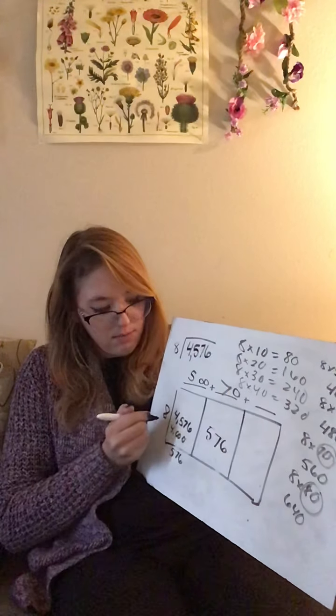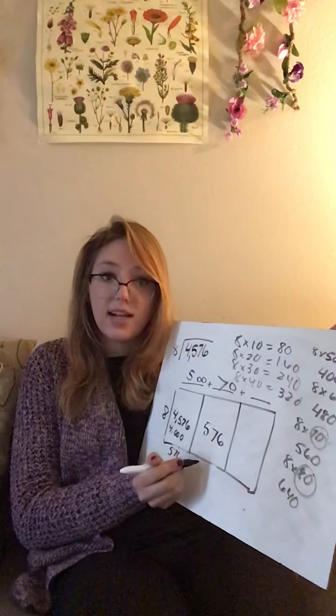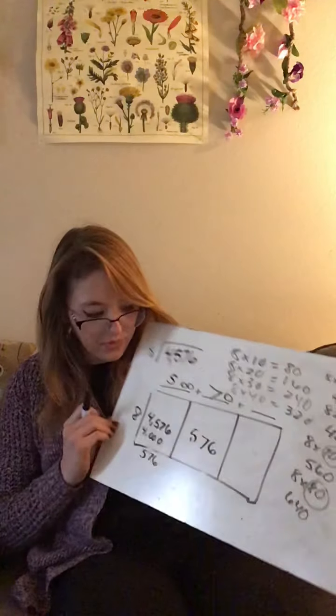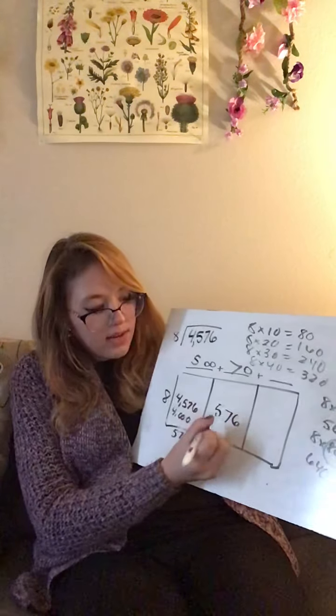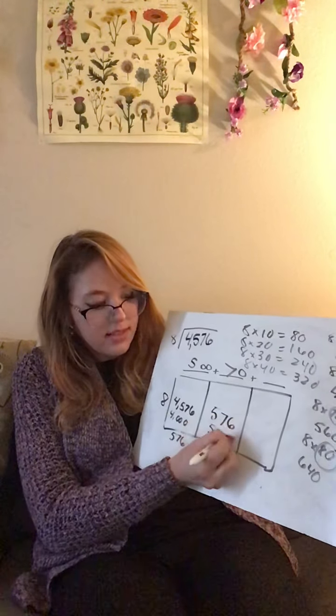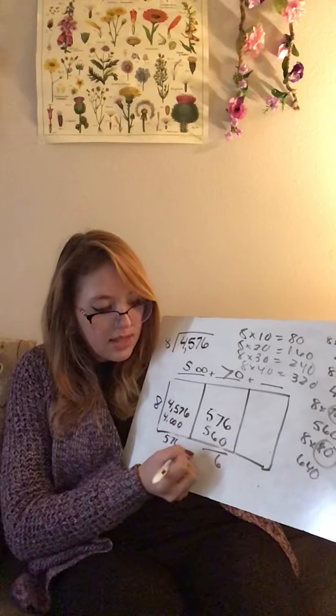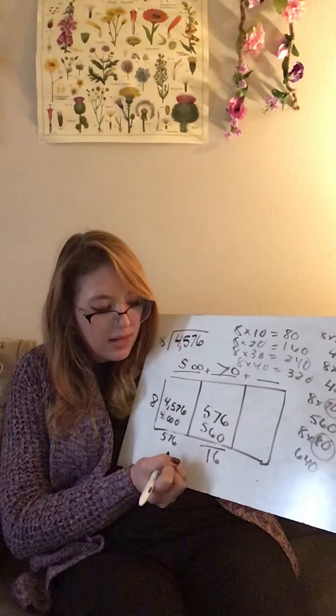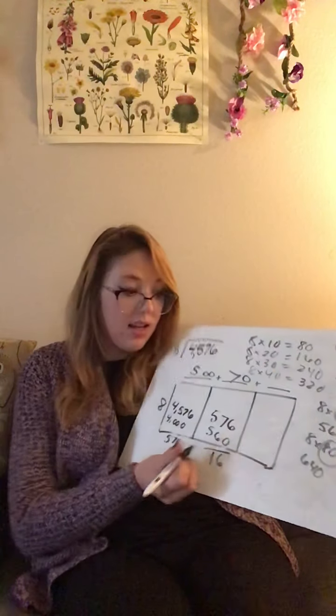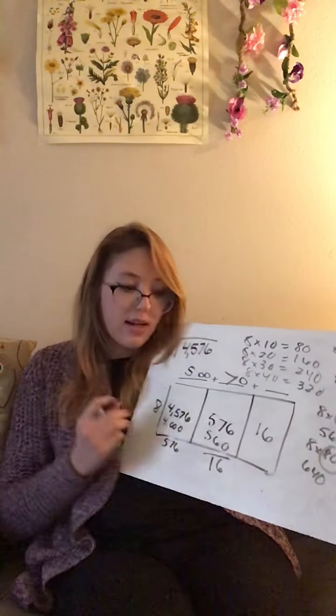Time to multiply 8 times 70 and subtract to see what's left to keep dividing up. I know 8 times 70 was 560. 6 minus 0 is 6. 7 minus 6 is 1. 5 minus 5 is nothing. I'm left with 16. That's my new dividend in this box.